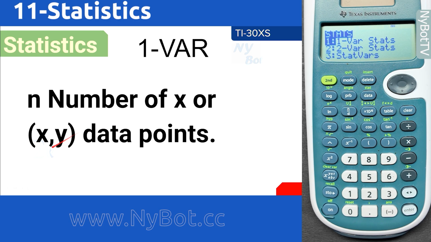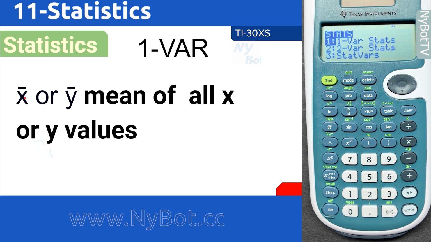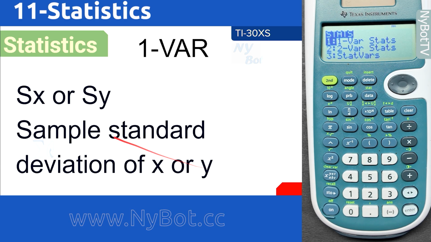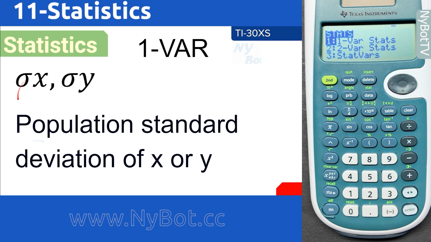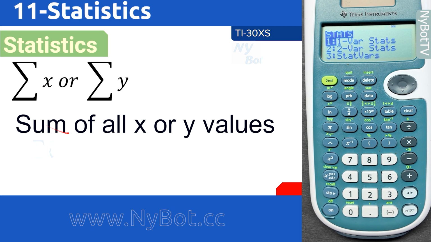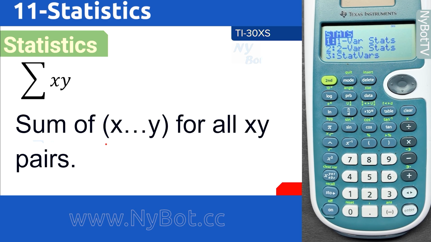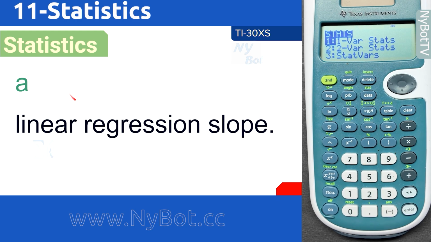N is number of x or xy data points. X bar or y bar means mean of all x or y values. This Sx or Sy is sample standard deviation of x or y. And this is population standard deviation of x or y. This is sum of all x or y. And this is sum of all x squared or y squared. And sum of x, y for all x and y's.